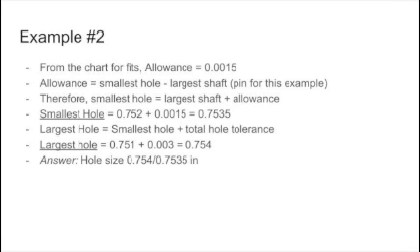The largest hole, on the other hand, would be equal to the smallest hole plus the total hole tolerance. So that would be 0.7535 plus 0.003, so that would total to 0.754. So the limits of the hole would be 0.754 and 0.7535, which all the dimensions are in inches.